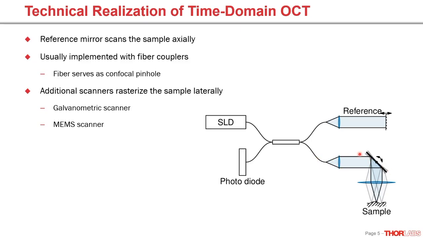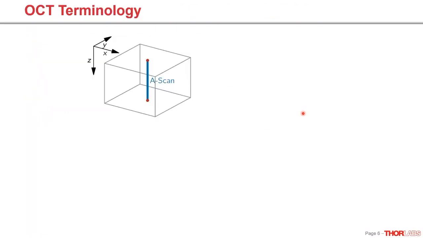so that you don't really have to implement the confocal principle yourself, but it's basically already there. And as scanner, you usually use either a galvanometric scanner or a MEMS scanner, at least most commonly. And this brings me to the main OCT terminology.